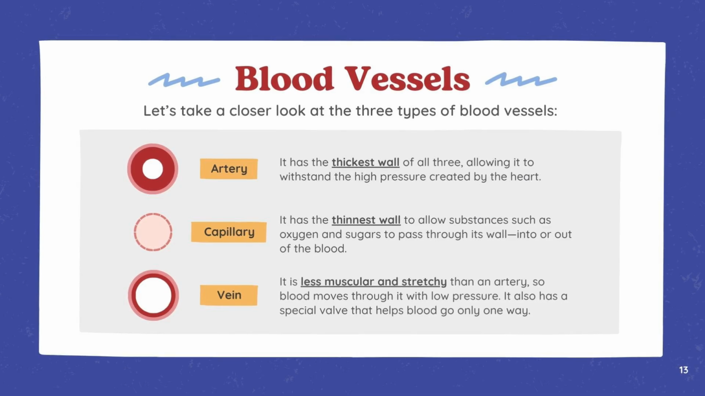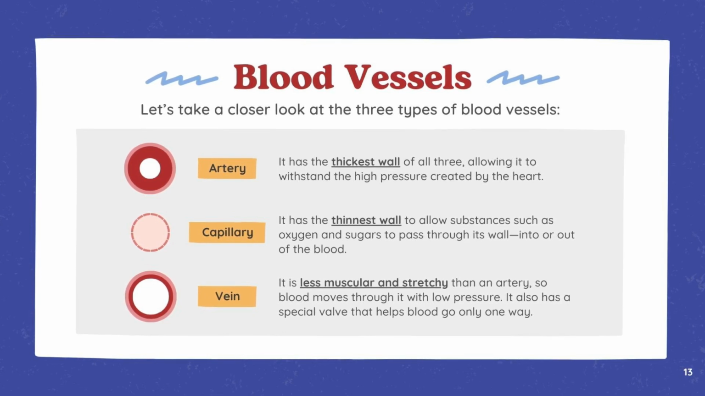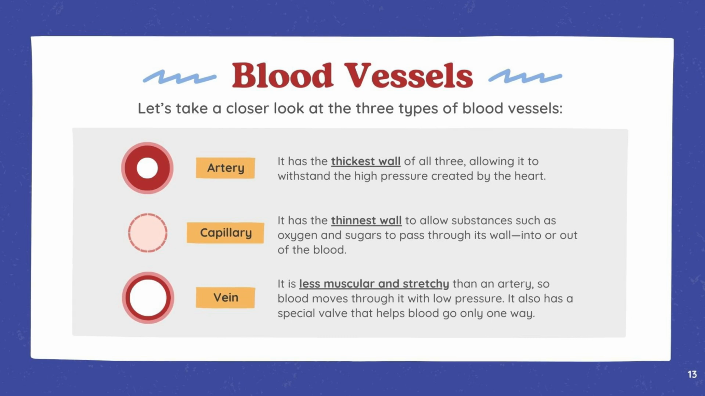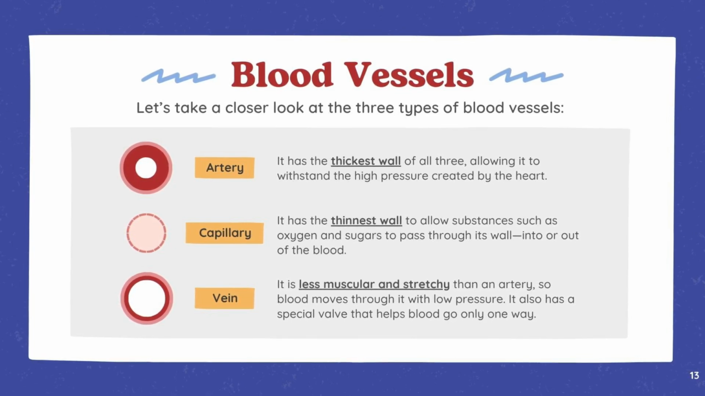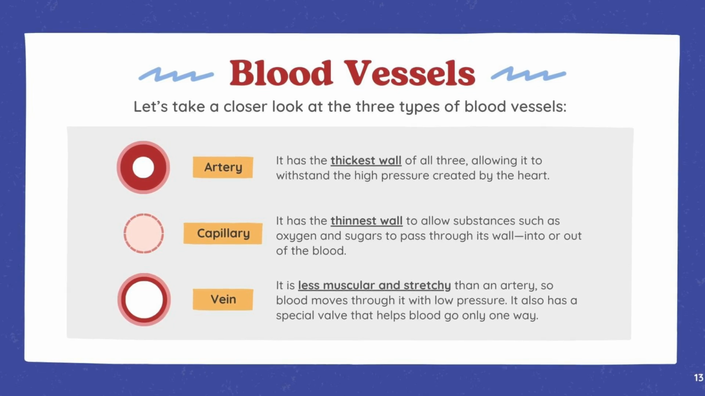Blood vessels. Let's take a closer look at the three types of blood vessels. Artery. It has the thickest wall of all three, allowing it to withstand the high pressure created by the heart. Capillary. It has the thinnest wall to allow substances such as oxygen and sugars to pass through its wall into or out of the blood. Vein. It is less muscular and stretchy than an artery, so blood moves through it with low pressure. It also has a special wall that helps blood go only one way.